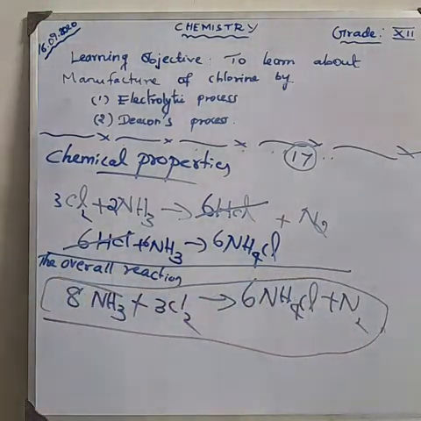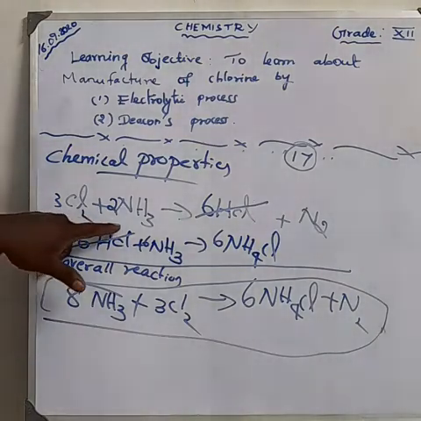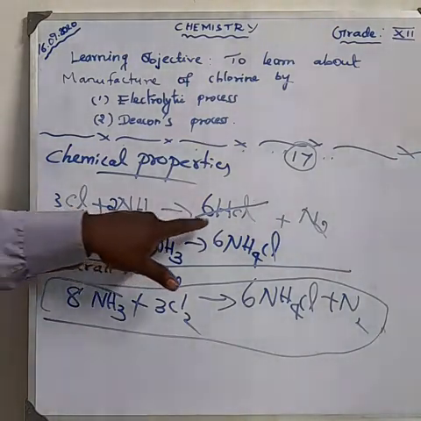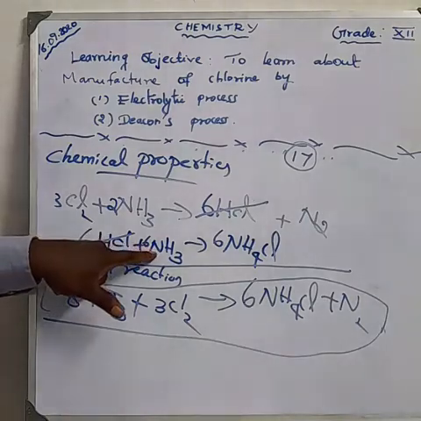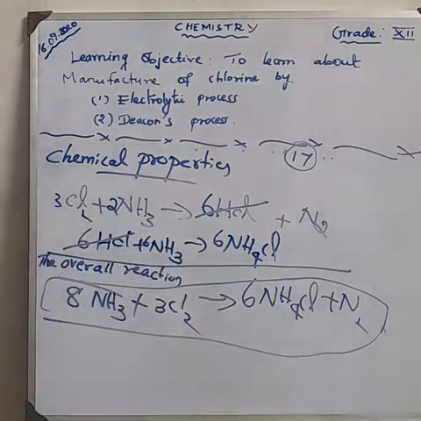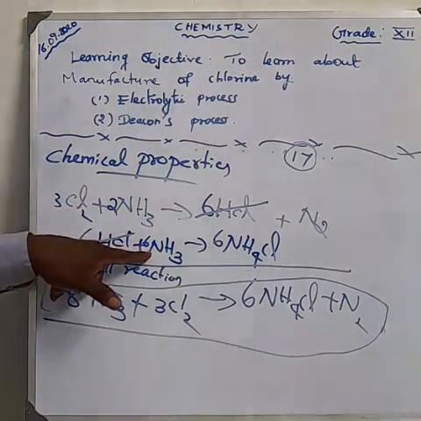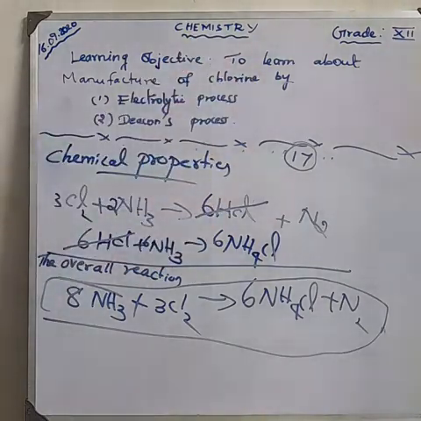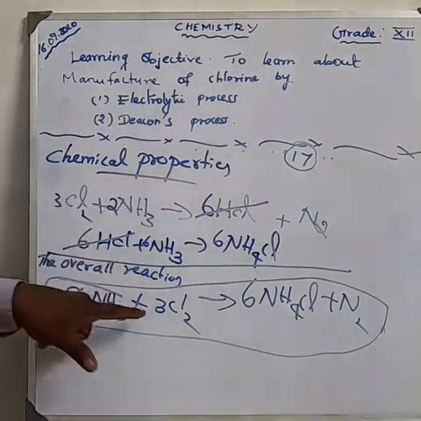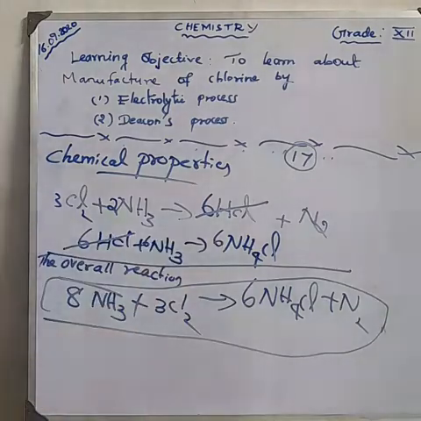What is the overall reaction? First, chlorine reacts with ammonia to form hydrochloric acid and N2. Then hydrochloric acid reacts with ammonia to form ammonium chloride. Total number of moles of ammonia: 2 moles plus 6 moles gives 8 moles of ammonia. Hydrochloric acid and hydrochloric acid we are cancelling. So ammonia plus chlorine gives ammonium chloride and also dinitrogen. This is the total overall reaction.